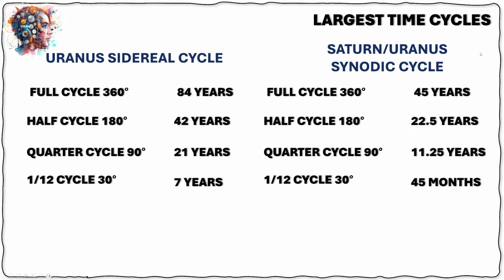So the Saturn-Uranus synodic cycle is 45 years, the half cycle is 22 and a half years, the quarter cycle is 11.25 years and the 30-degree cycle is 45 months. All right.